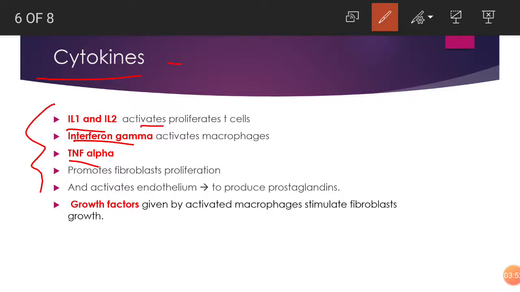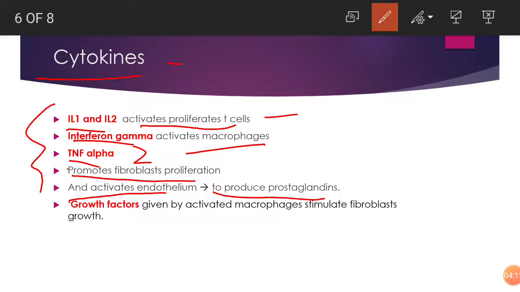Interleukin 2 will activate and proliferate T cells. Interferon gamma will activate macrophages. Tumor necrosis factor alpha has 2 functions. First one is to promote fibroblast proliferation, and the second one is to activate endothelium, resulting in the production of prostaglandins. And we all know that prostaglandins are related to inflammation.